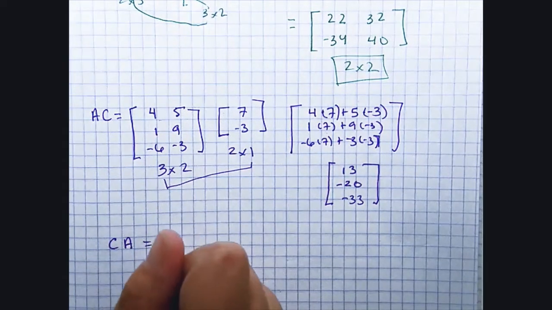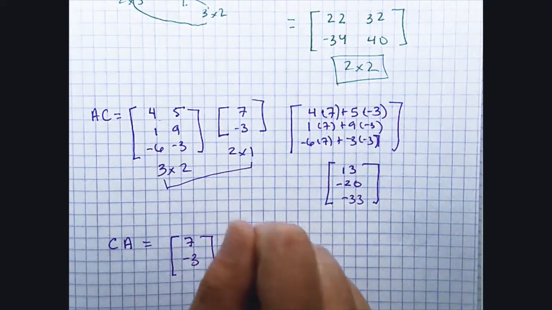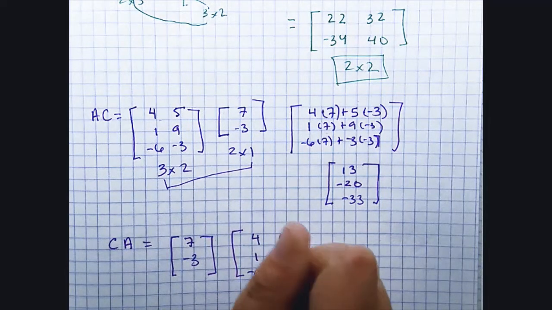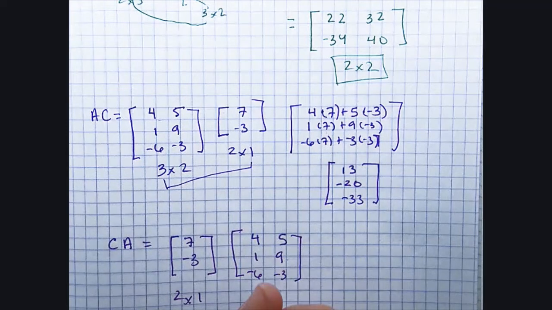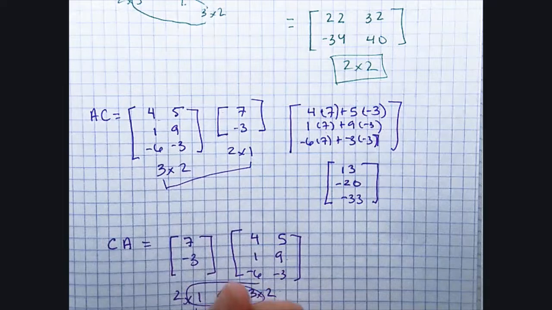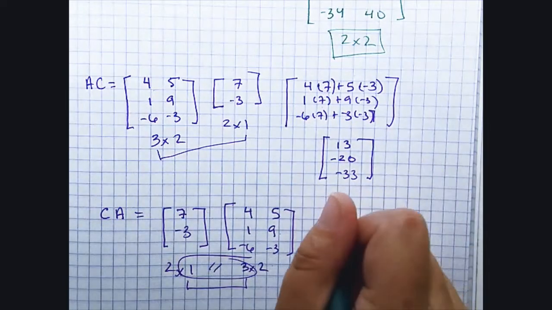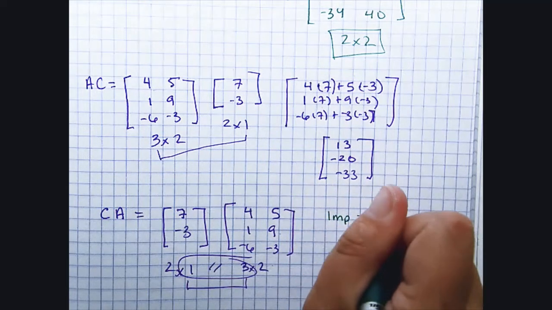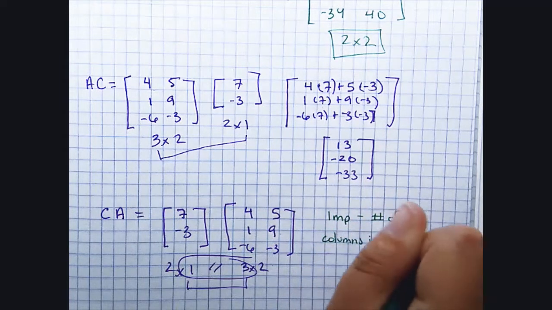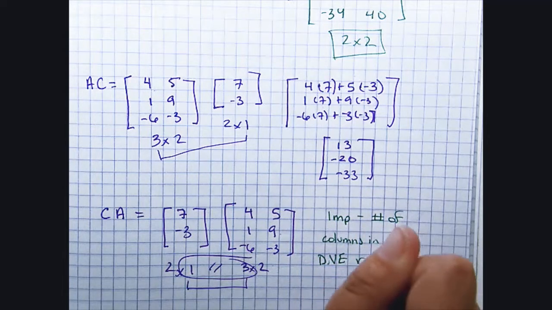CA, 7, negative 3, 4, 5, 1, 9, negative 6, negative 3. Well, this is a 2 by 1 times a 3 by 2. So we can't do it. They don't equal. So when we run into this scenario, we say impossible. Number of columns in first does not equal rows in second.